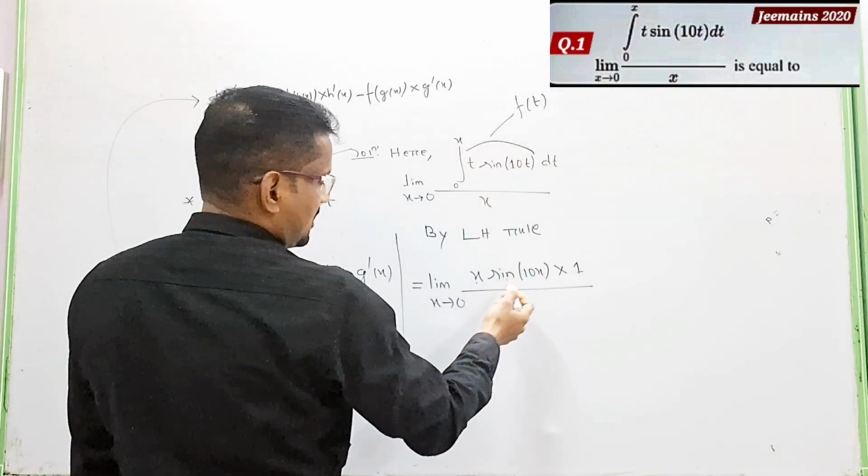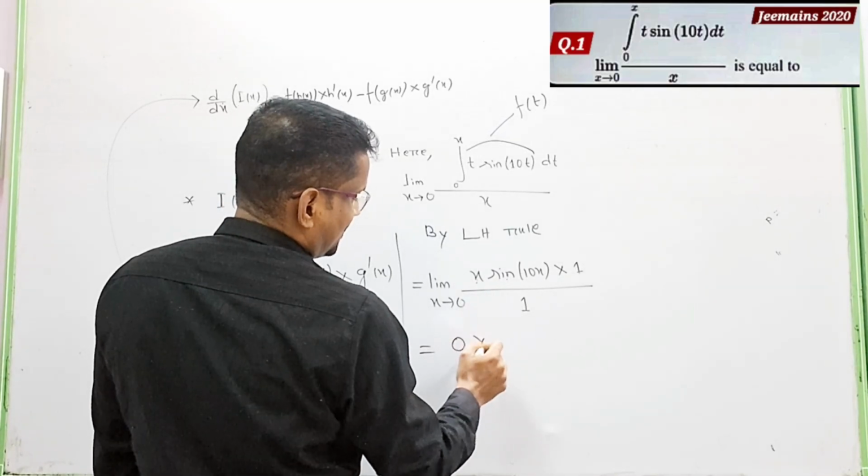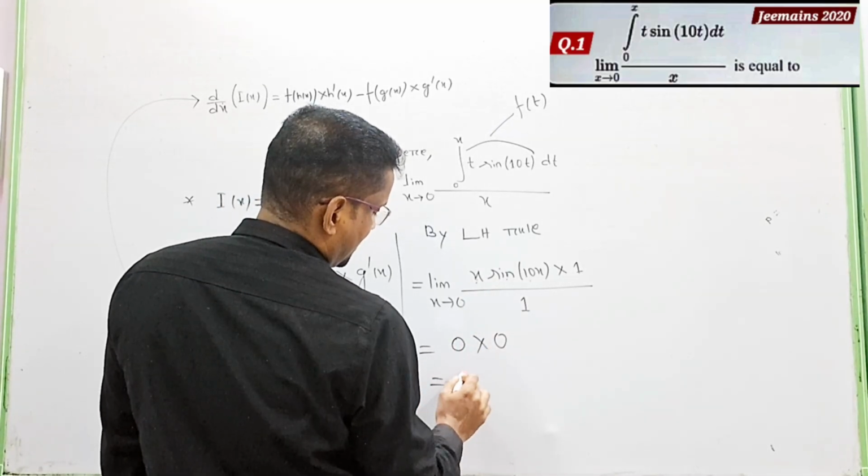Now it's easy. And what will be the limit? Now it becomes simple, 0 into sine of 0, which is 0, and the answer is 0.